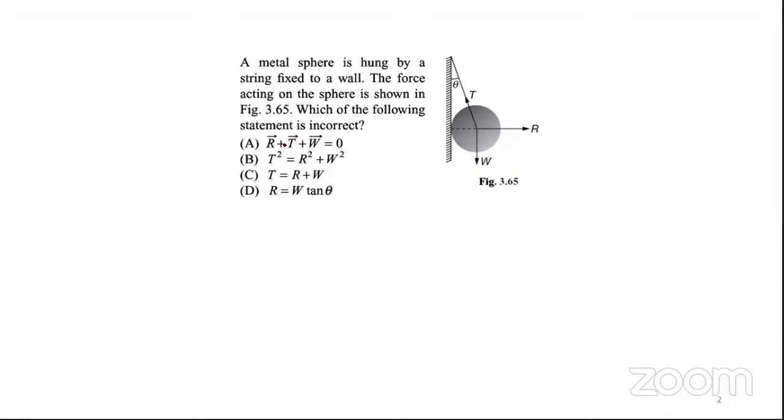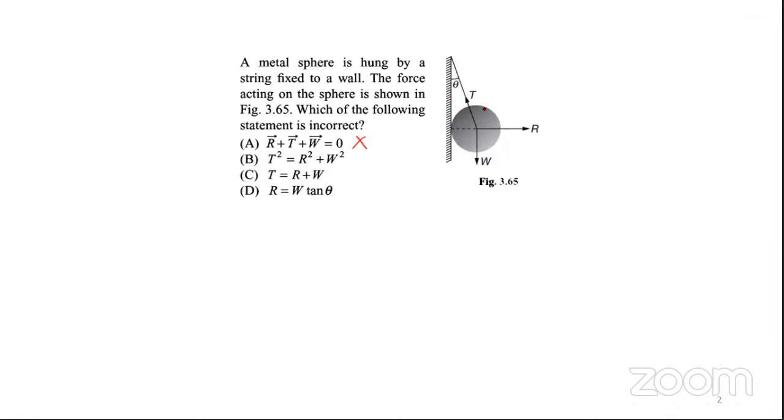Alright, r vector plus t vector plus w vector equals 0. No, now that's the wrong answer. So, as this sphere is in equilibrium, it is not moving anywhere. So, all the forces are balancing each other. That is why A is a correct equation, so this will be eliminated.